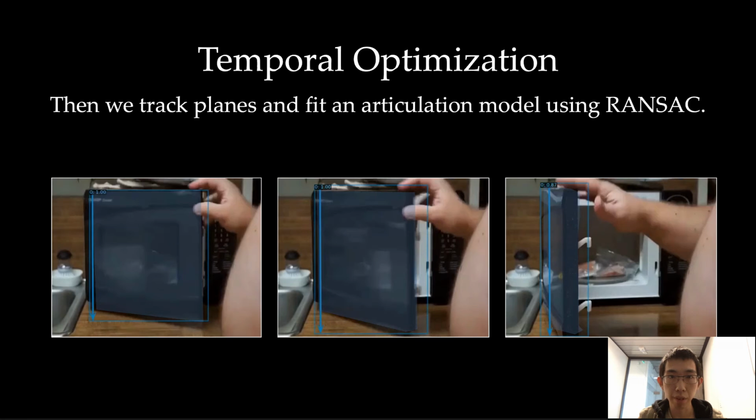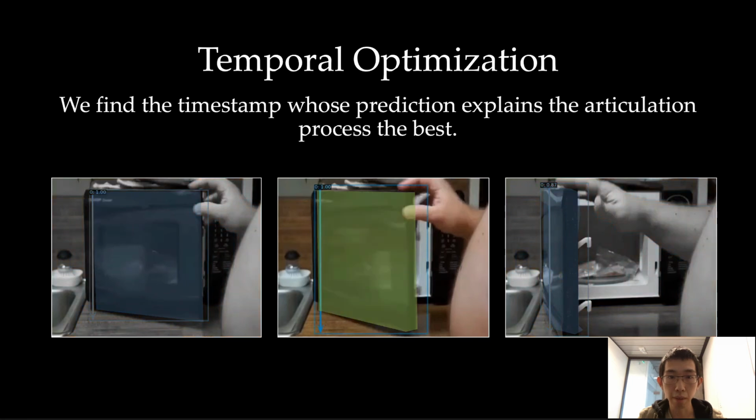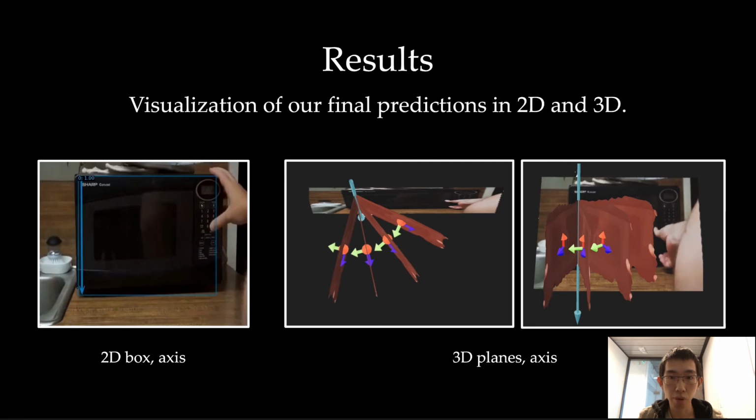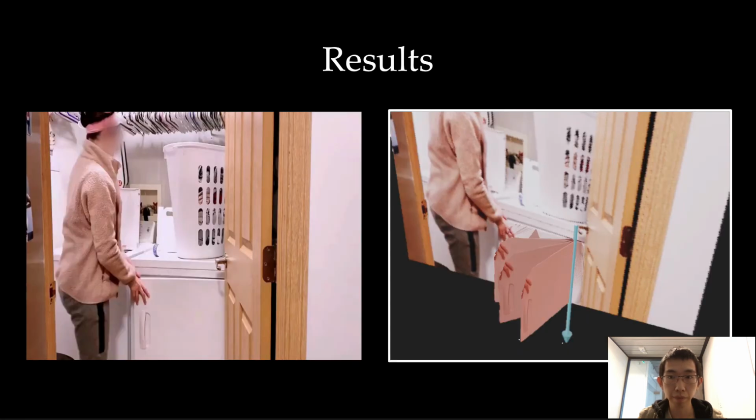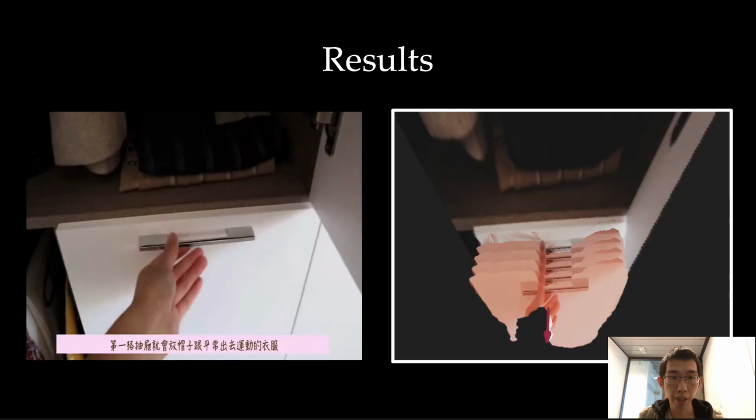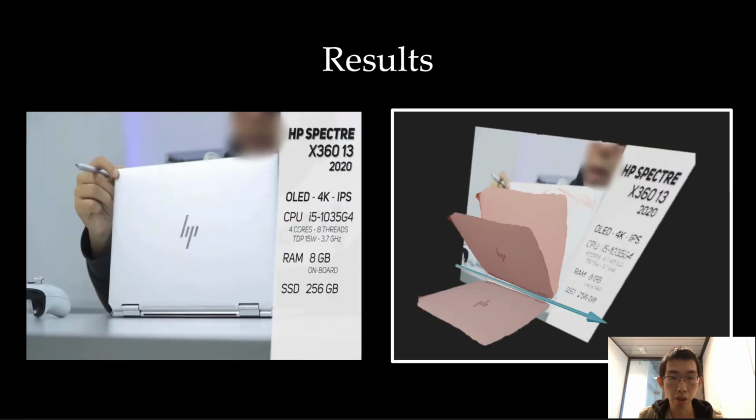The next step is to track them and fit the articulation model. We use a RANSAC-like approach to select the best frame which explains the articulation process and use it as our final prediction results. Here are a few more results. This is opening a washing machine, opening a drawer, also opening a laptop.